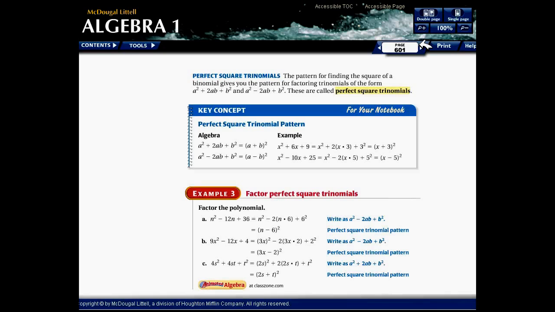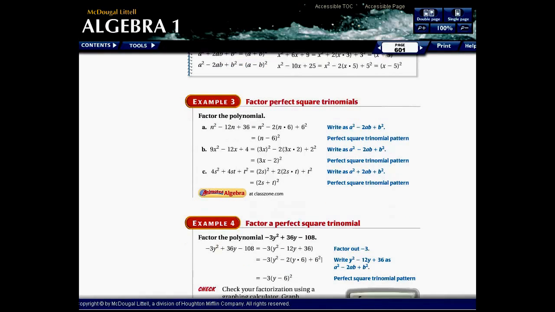Perfect square trinomial. The pattern for finding the square of a binomial gives you the pattern for factoring trinomials in the form of a squared plus 2ab plus b squared and a squared minus 2ab plus b squared. These are perfect square trinomials. So let's try some of these.